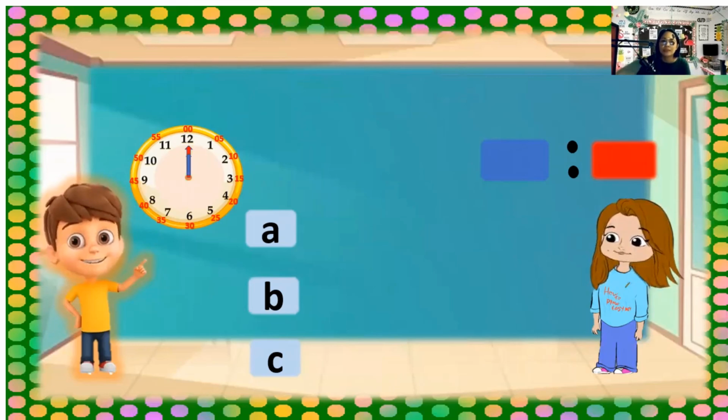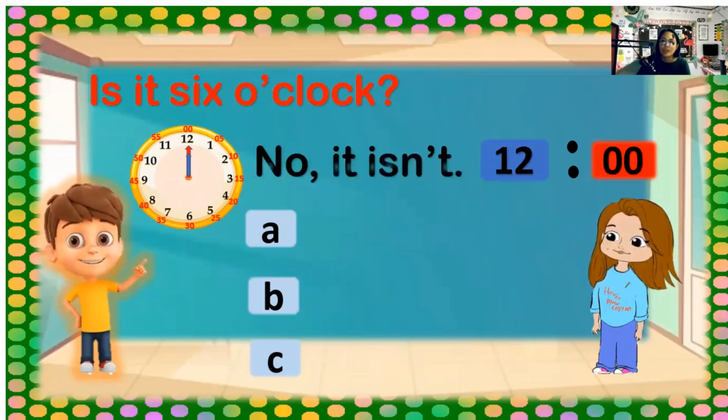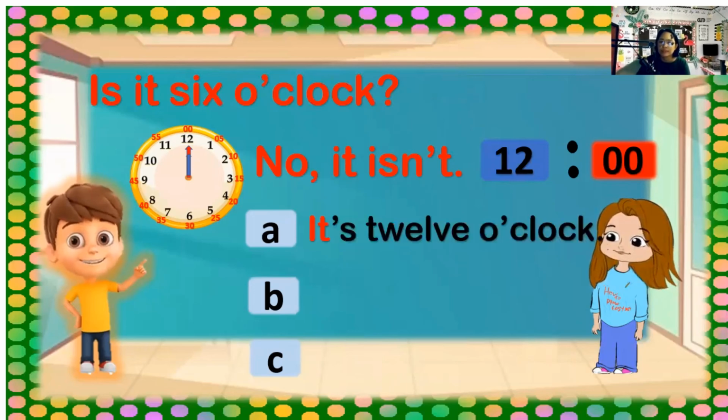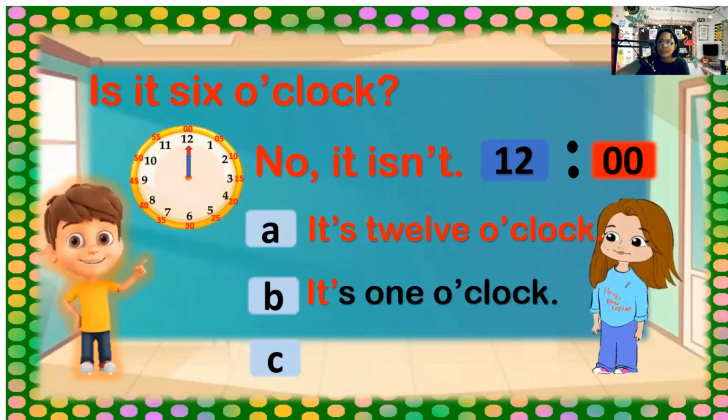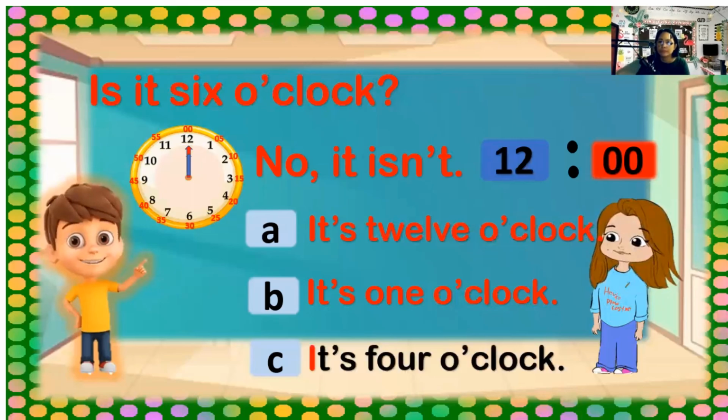Is it 6 o'clock? No, it isn't. Help me find the right answer. A, it's 12 o'clock. B, it's 1 o'clock. C, it's 4 o'clock. Can you help me find the answer? A, B, or C? Good job. It's A. It's 12 o'clock. The monkey is happy with your answer. That's why he's dancing.